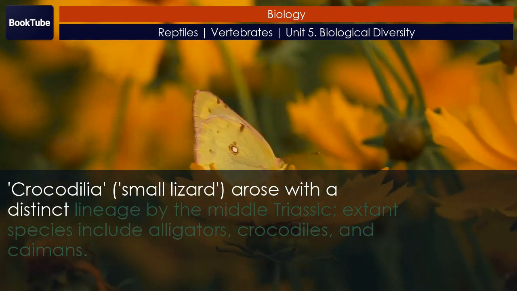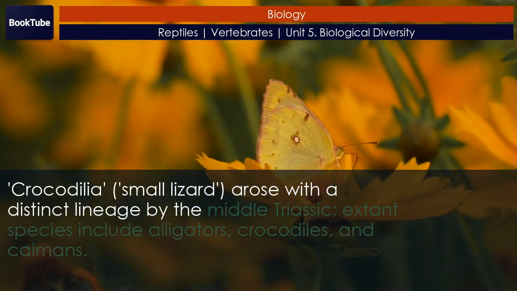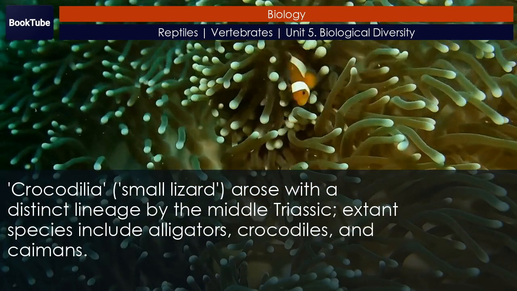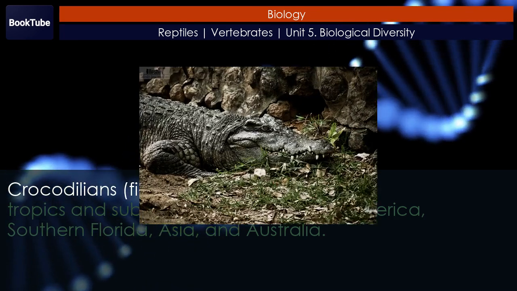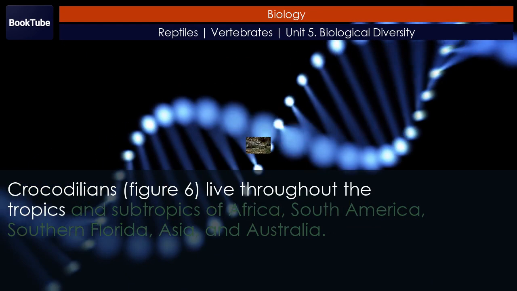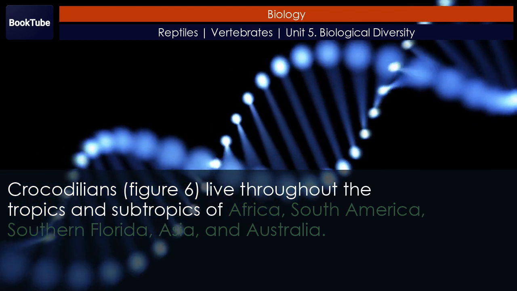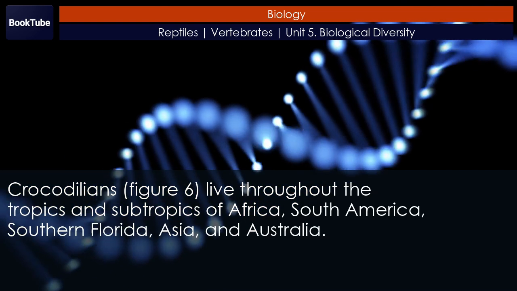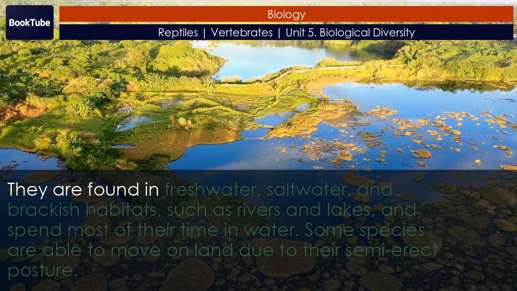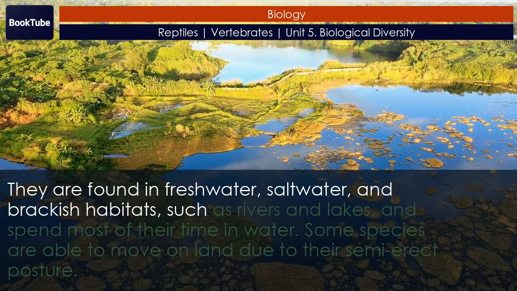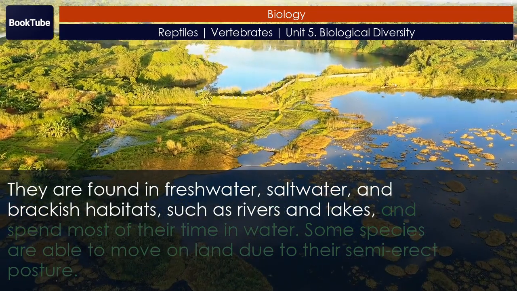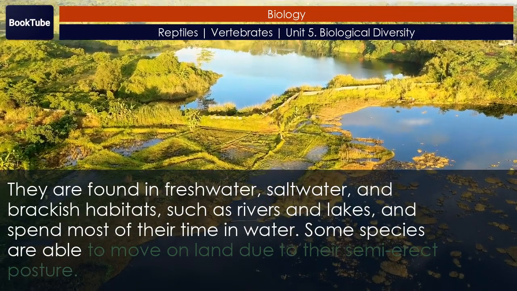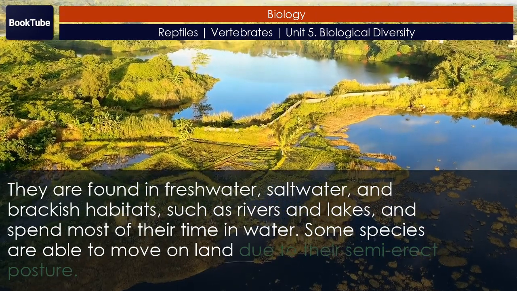Crocodilia arose with a distinct lineage by the Middle Triassic. Extant species include alligators, crocodiles, and caimans. Crocodilians, Figure 6, live throughout the tropics and subtropics of Africa, South America, southern Florida, Asia, and Australia. They are found in freshwater, saltwater, and brackish habitats, such as rivers and lakes, and spend most of their time in water. Some species are able to move on land due to their semi-erect posture.